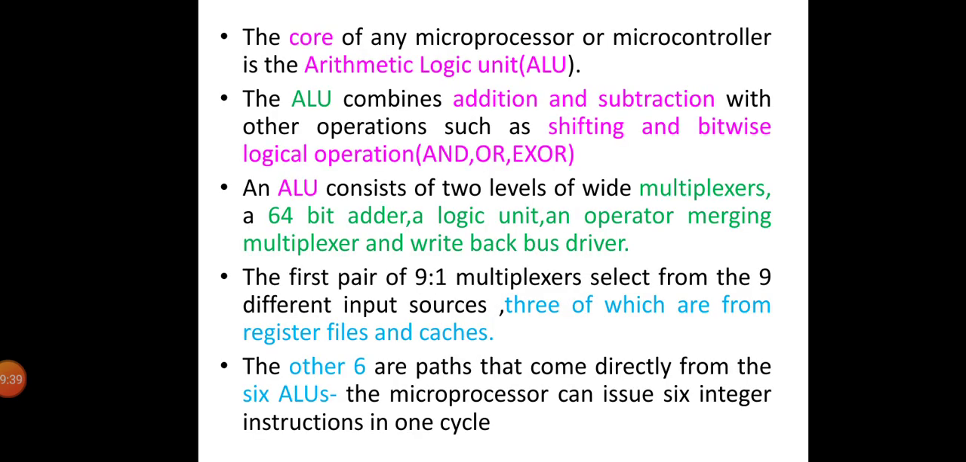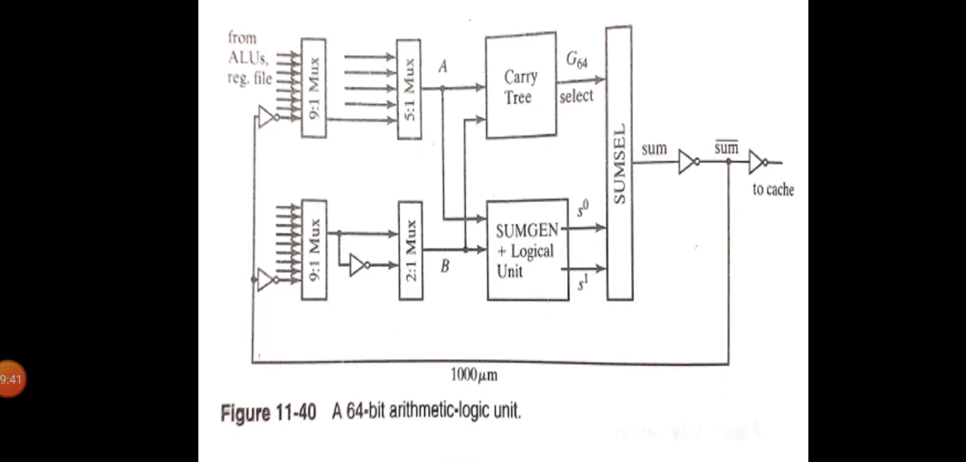Now let us focus on the design of the arithmetic logic unit, or ALU. The core of any microprocessor or microcontroller is the ALU, which combines addition and subtraction with other operations such as shifting and bitwise logical operations. An ALU taken from a 64-bit high-end microprocessor is shown in this diagram. It consists of 2 levels of wide multiplexers, a 64-bit adder, a logic unit, an operator merging multiplexer, and the write back bus driver.